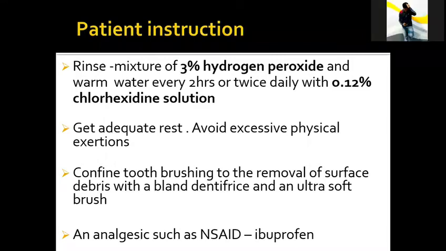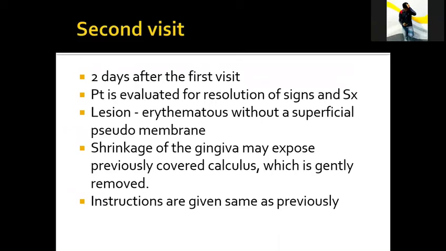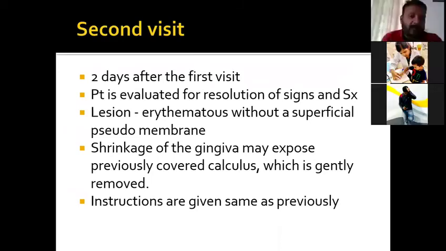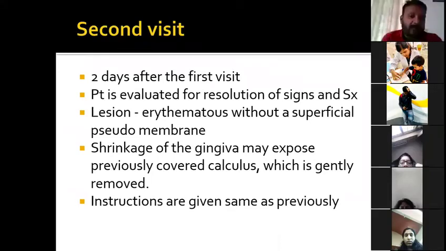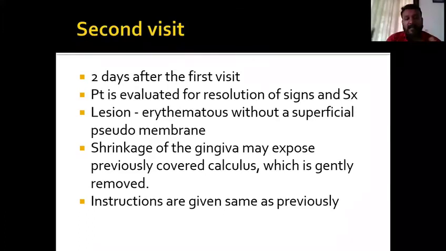In the second visit, after 2 days, the patient is evaluated for resolution of the signs and symptoms, whether all the signs and symptoms previously seen have reduced or not. You have to check the lesion. The lesion will be erythematous without a superficial pseudomembrane, because they are using the hydrogen peroxide and chlorhexidine rinse. The pseudomembrane will be removed. Shrinkage of the gingiva may expose previously covered calculus, since till now the gingiva was inflamed.